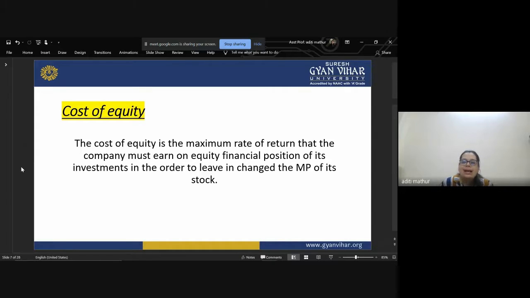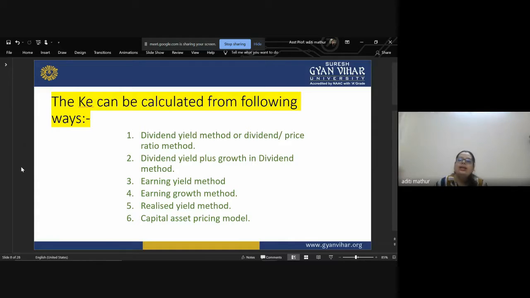Let us understand what we mean by cost of equity. Cost of equity is the maximum rate of return that the company must earn on the equity financed portion of its investment in order to leave unchanged the market price of its stock. So when we calculate the cost associated with equity, that maximum rate of return which the company must earn is known as cost of equity. There are different ways to calculate cost of equity. We are going to study 6 different ways to calculate KE, that is cost of equity.